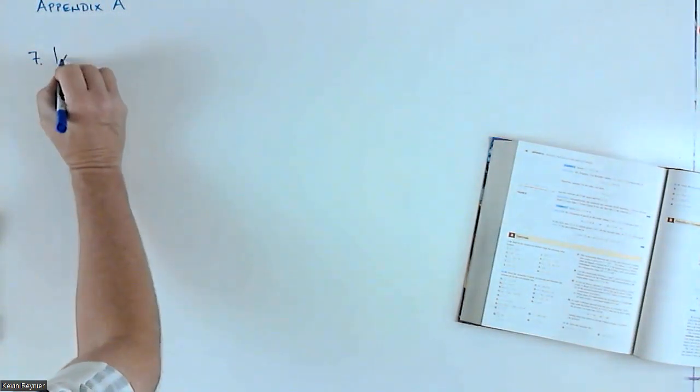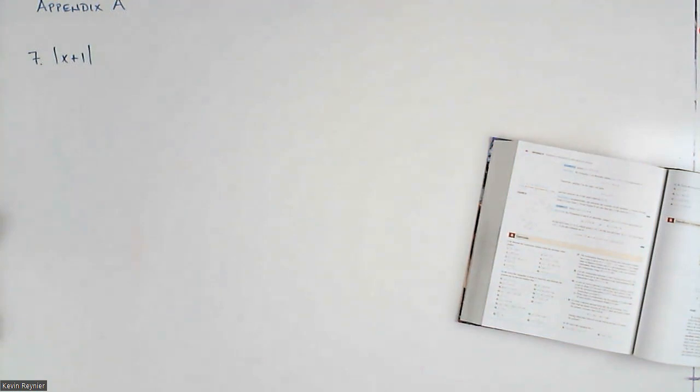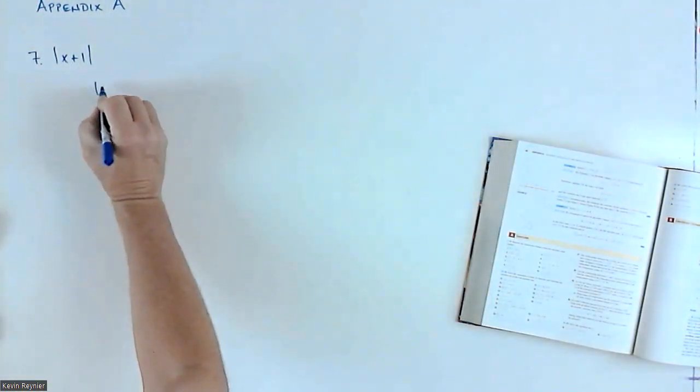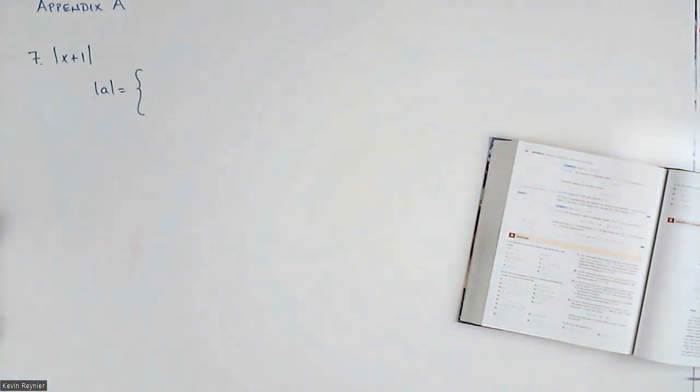Problem 7 is the absolute value of x plus 1. And it tells us to rewrite this without using the absolute value. We want that to be just an expression without an absolute value. Now, how are we going to approach this? Well, to do that, we're going to have to utilize the definition of the absolute value.